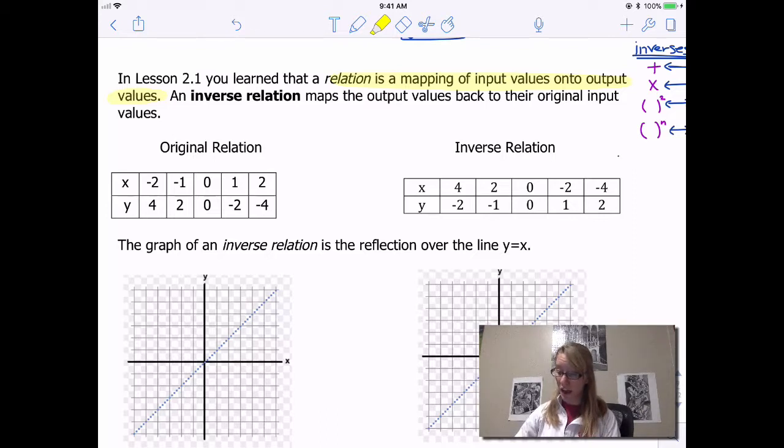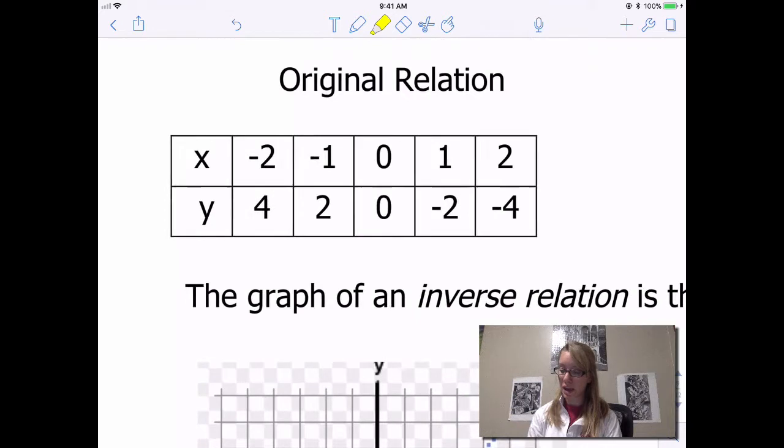If I look at an inverse relationship, the inverse relationship maps the values back to their original. So here's my original relationship. For each of these, I have an x value and a y value. My -2 maps to 4, meaning if I give you -2, you tell me the output is 4. If I give you 1, the output is -2. If I give you 0, the output is 0, etc.